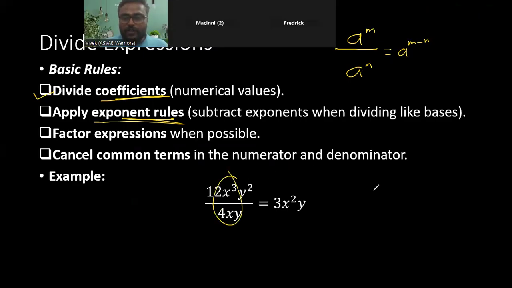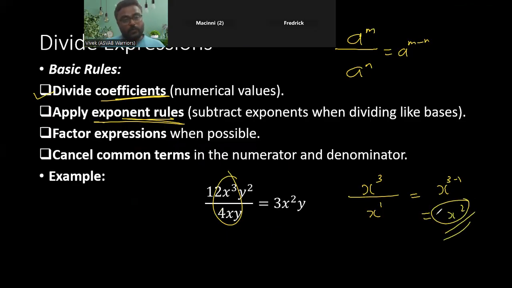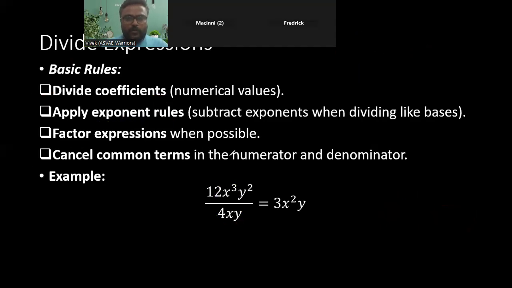Which also means, I'll explain it to you with an example. Okay, let me take the example from here only. x to the power 3 divided by x to the power 1 is nothing but x to the power 3 minus 1, which is x to the power 2. This is how you'll be applying the exponent rule. Now, factor expressions when possible and cancel common terms in the numerator and denominator. We're going to solve this type of questions in the coming few slides.